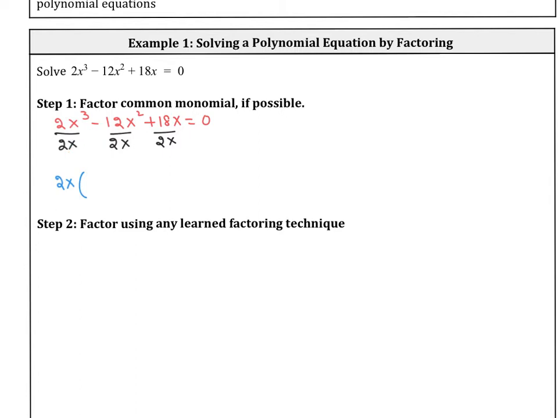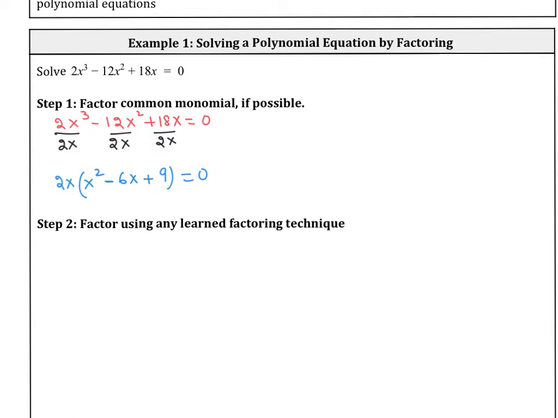X cubed divided by x is going to give you x squared. Next is negative 6x because you're going to divide the 12x squared by 2x. So 12 divided by 2 is 6. X squared divided by x is x. So the next one is going to give you plus 9 because the x and x cancel. 18 divided by 2 is 9.